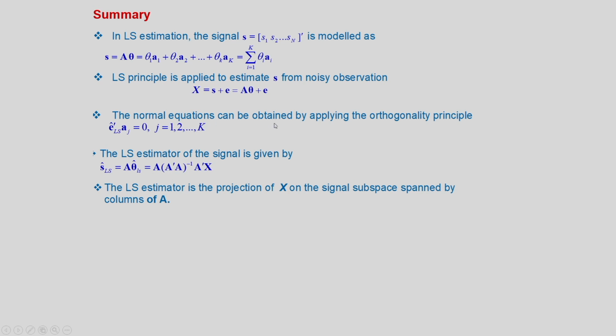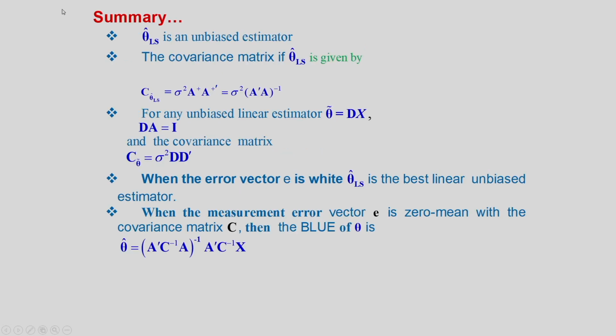The normal equations can be obtained by applying the orthogonality principle, that is E LS hat transpose times A j vector is equal to 0 for j is equal to 1, 2 up to k. The LS estimator of the signal is given by S LS hat is equal to A times theta LS hat, which is equal to A into (A transpose A) whole inverse into A transpose x. The LS estimator is the projection of x on the signal subspace spanned by the columns of A. We have also proved that theta LS hat is an unbiased estimator.